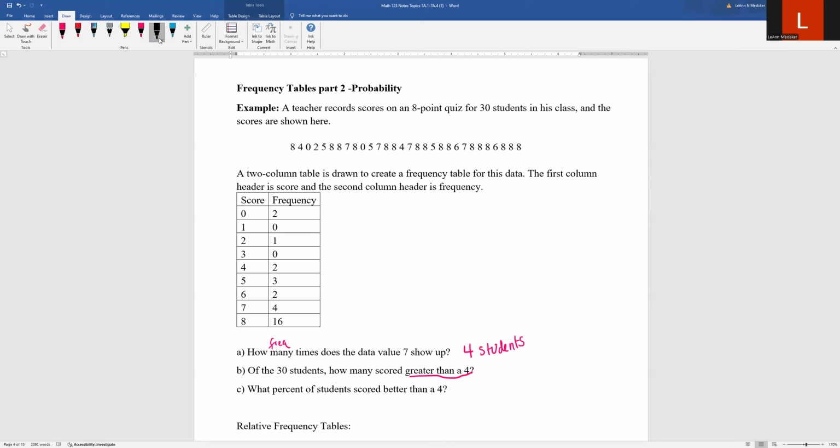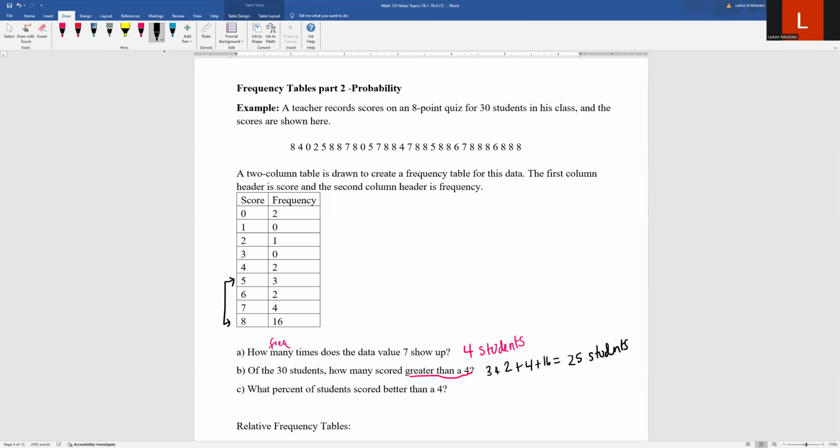So greater than a 4 means you do not include 4. That would be a 5 or better, because they didn't say equal to a 4. So 5 or better, so these students in this category. We need to add those up. So that would be 3 people scored a 5, 2 people scored a 6, 4 people scored a 7, and 16 people scored an 8. So that ends up being 25 students.